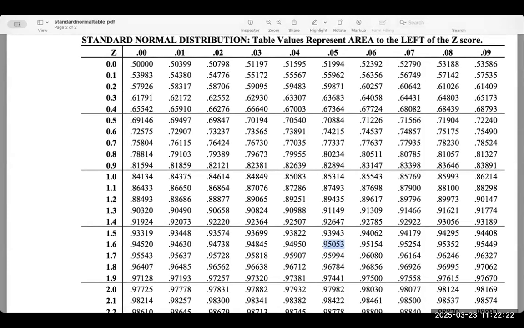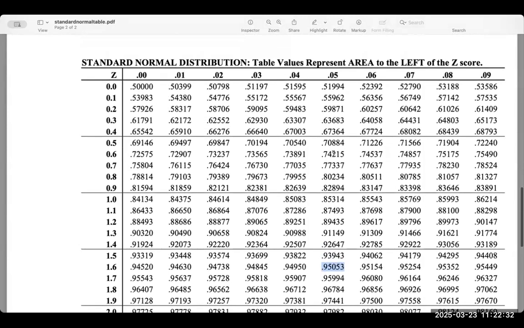So let's just say it's 1.645, like halfway, but we can round it. Just say it's this one, 1.65. That's the closest. Let's also check while we're here the negative z-score.